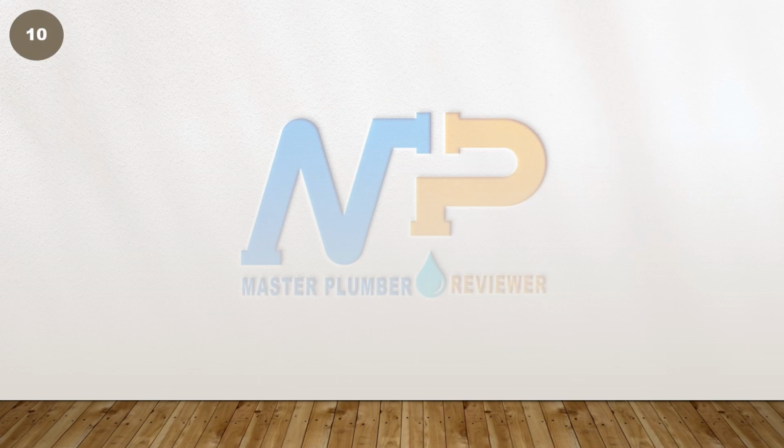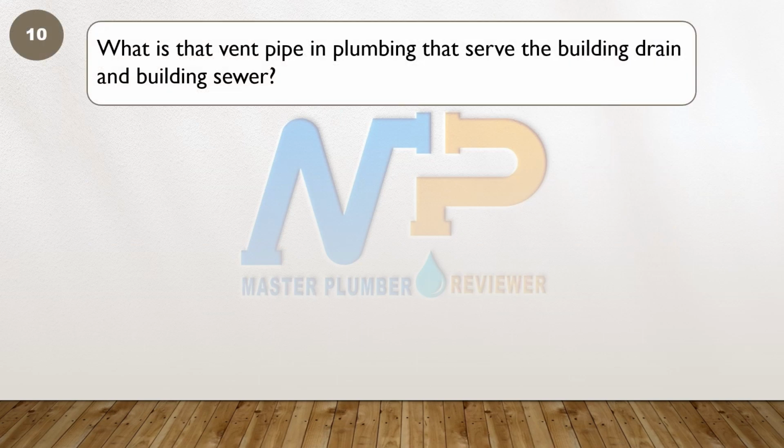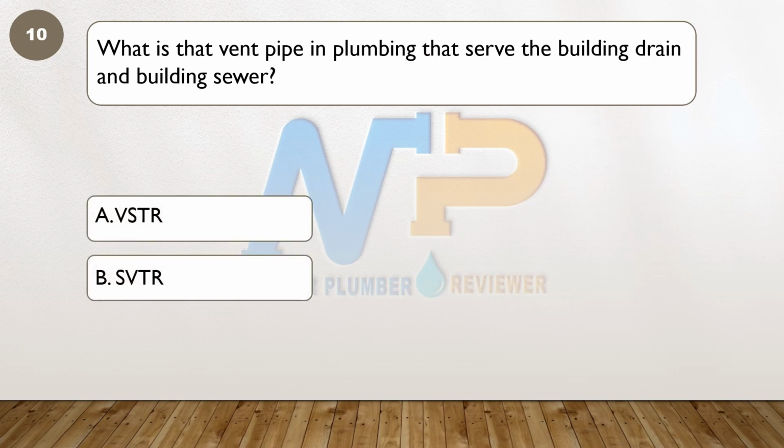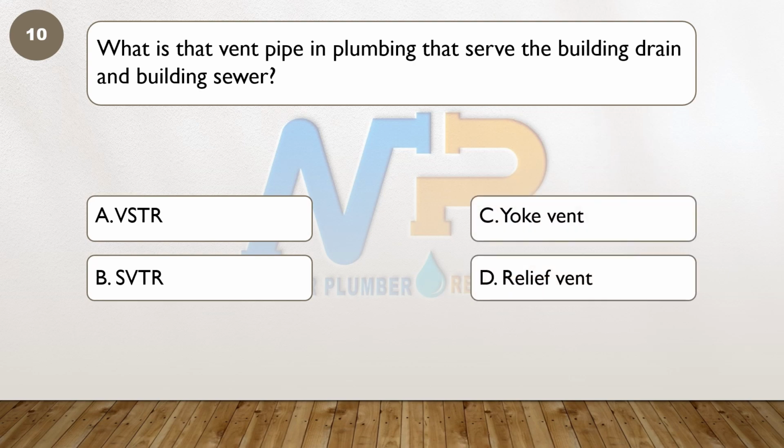Number 10. What is that vent pipe in plumbing that serves the building drain and building sewer? A. VSTR. B. SVTR. C. Yoke vent. D. Relief vent. The answer. It's B. SVTR.